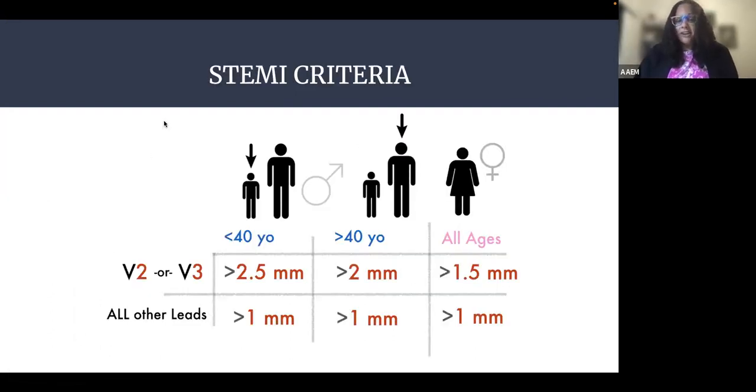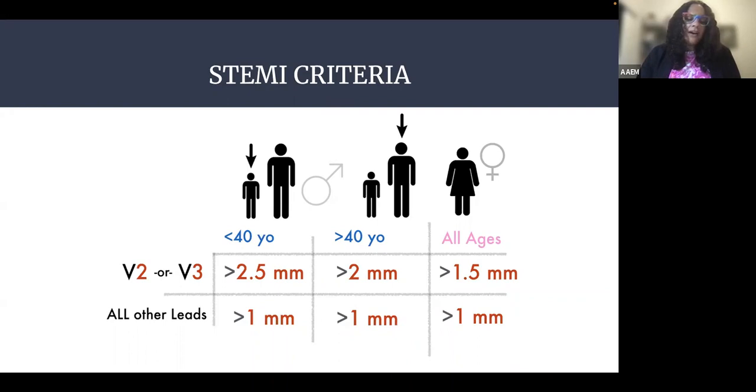Let's look at STEMI criteria because this is incredibly important. In leads V2 or V3, for men less than 40 years old, you need at least 2.5 millimeters of elevation. In men older than 40, you need 2 millimeters. And in women of all ages in V2 or V3, you need 1.5 millimeters of elevation. In all other leads across all ages and genders, you need 1 millimeter of elevation.